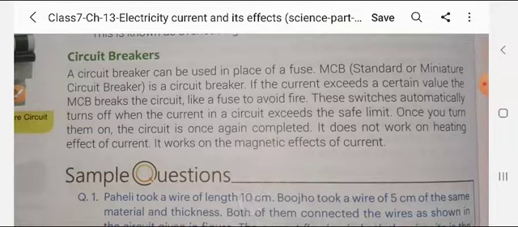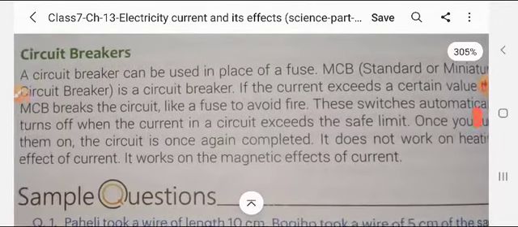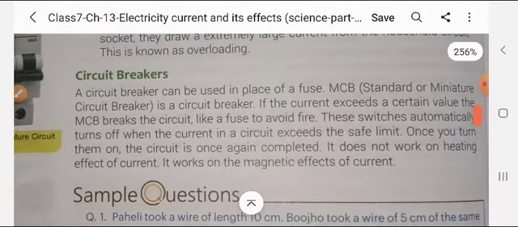These switches automatically turn off when the current in a circuit exceeds the safe limit. Once you turn them on, the circuit is completed once again. It doesn't work on the heating effect; its working principle is different from that of the simple porcelain fuse, in which the wire used to melt and break the circuit. So it works on the magnetic effect of current.